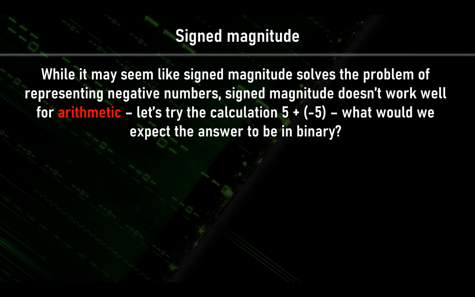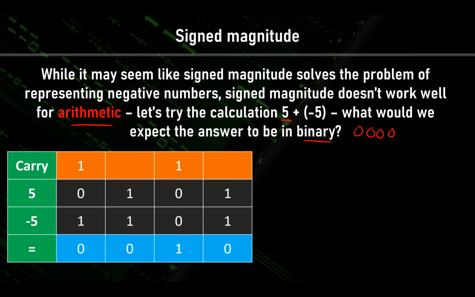While it might seem like signed magnitude just works, there's actually a problem: signed magnitude is not going to work well for arithmetic. Let's try the calculation 5 plus negative 5. This should just be 0, and in binary that's 0, 0, 0, 0 if we're just using 4 bits, a nibble. This is going to require binary addition, and we've not looked at binary addition yet, I think that's going to be the next video. But let's go over how to do it quickly.